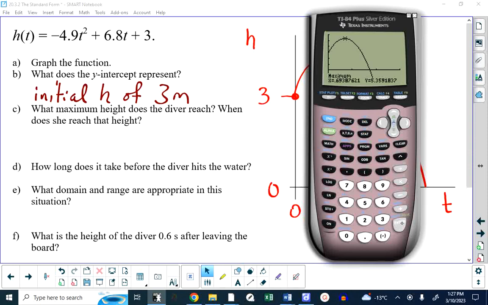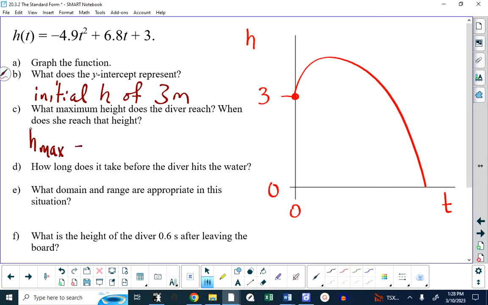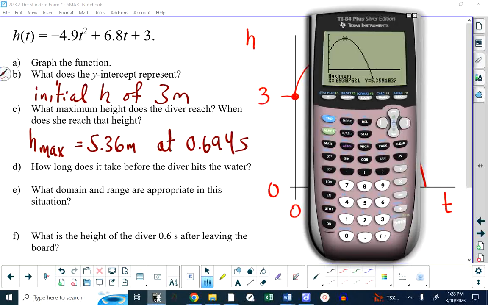So what is the maximum height? 5.36 meters. When does she reach the maximum height? 0.7 seconds after she leaves the board. This goes back to what we talked about yesterday and the day before, that when you say a maximum value is, it's the y-coordinate, and the maximum value happens at the x-coordinate. She has a maximum height, I'll go to 3 decimals for each: H max is 5.36 meters at 0.694 seconds.